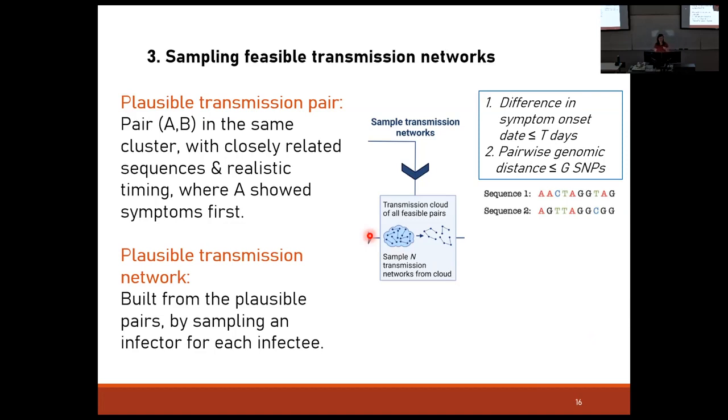In practice, we use a SNP threshold here. They have to have pairwise genomic distance less than or equal to some G SNPs, and we use a pretty strong cutoff. For COVID-19, for example, we know that mutation occurs slowly, so we use a pretty sharp cutoff, something like 1 or 2 SNPs, but you would change this for whichever pathogen you were dealing with. Then we also say that those people have to have realistic timing of their symptom onsets. In practice, they have to have a difference in symptom onset date less than or equal to some T days, but we're much more generous with this.